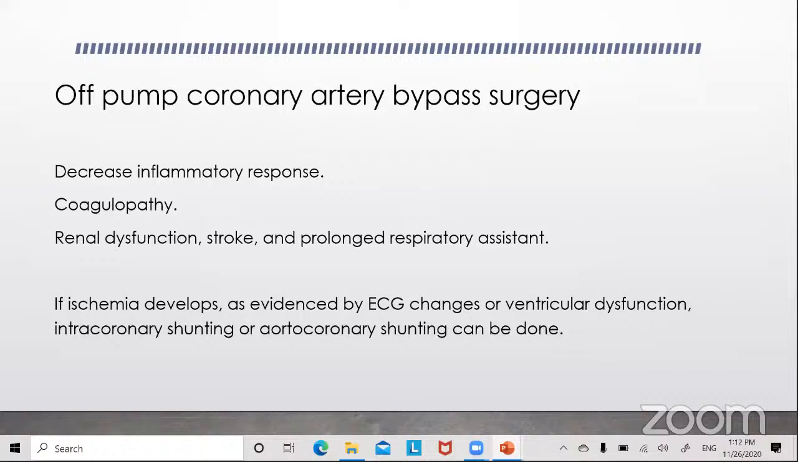If ischemia develops, as evidenced by ECG changes or ventricular dysfunction, intracoronary shunting or aortocoronary shunting can be used to provide distal flow until the anastomosis is completed.